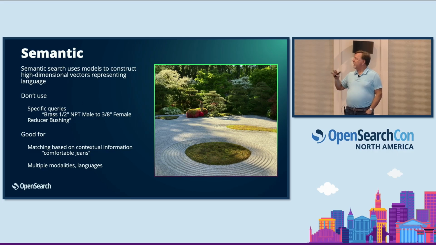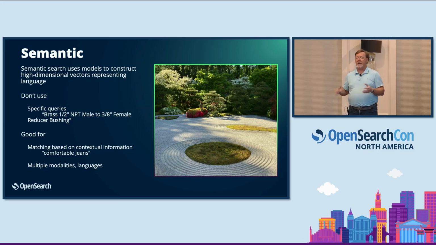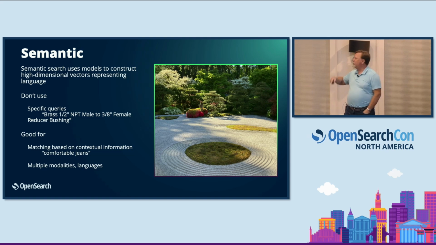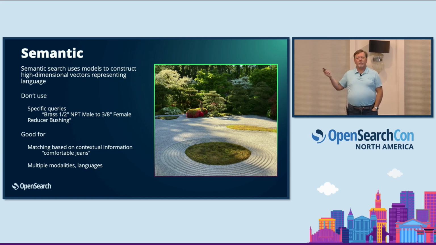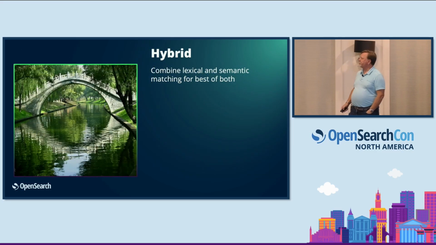But it's good for matching based on conceptual information. So what comprises comfortable is something that an embedding model can pull out of a piece of text. The word comfortable may never appear there, but the embedding model will pull that comfort concept out. And of course, semantic search is good for multiple modalities and different languages. There's a lot of stuff you can do that goes across use cases.